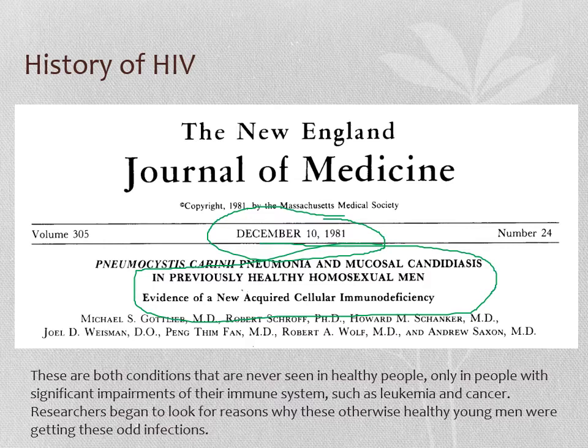Researchers then started to try to figure out why these men were getting these really strange infections. It took them a while to figure it out, but eventually they discovered this virus that was causing the problem, called HIV. HIV stands for human immunodeficiency virus. Immunodeficiency means it causes a deficient or defective immune system. That's why they were getting these weird infections.